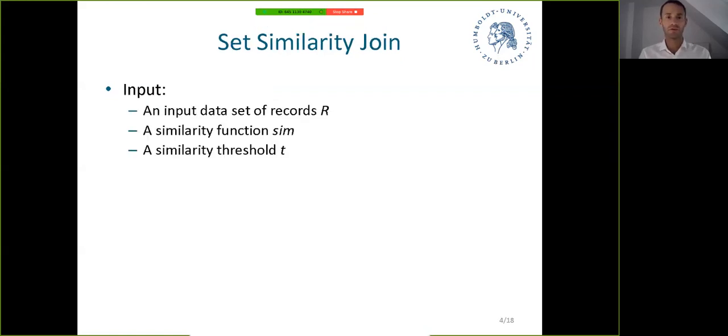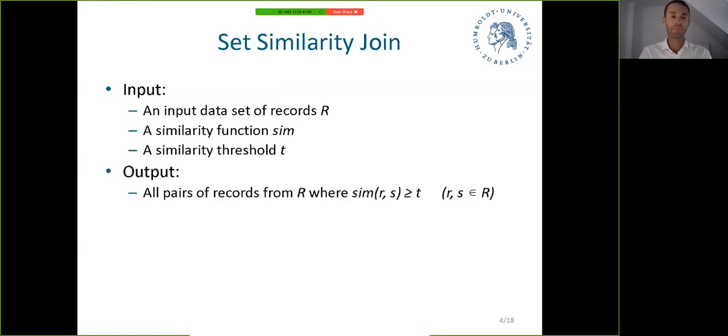So the input of a set similarity join is a set of records R, a similarity function sim, and a similarity threshold T. We want to get all pairs of records where the similarity is above this user-chosen threshold T.